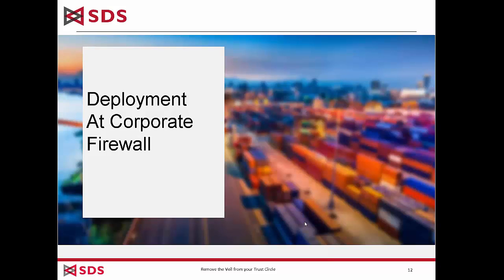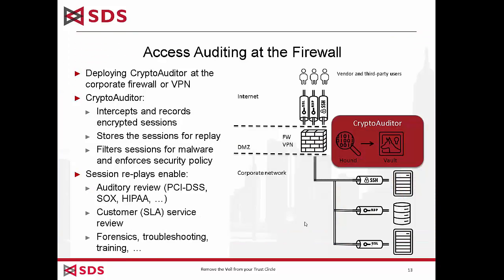Layer 3 deployments integrated with the firewall is something that we are starting to see a lot of traction on, especially in banking and other compliance-driven areas where anybody who's logging into a production system needs to be audited. So basically, we would deploy the CryptoAuditor at the firewall or at the VPN and just simply create a policy saying that all the traffic needs to go to a hound.